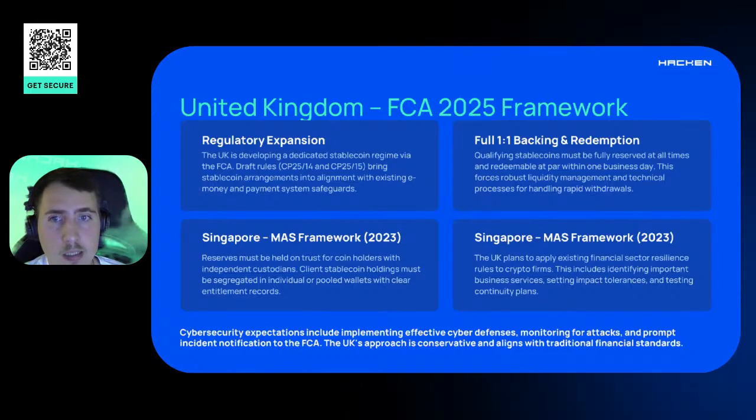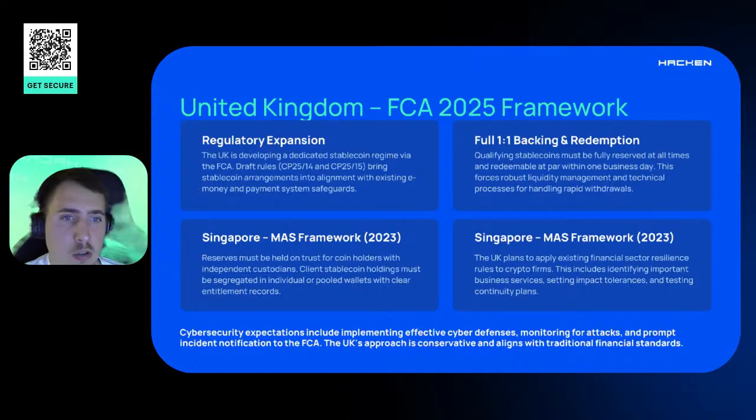Also, we added here the Singapore MAS framework. So one more time, it is about the reserves. They must be held in trust for coin holders with independent custodians. Sometimes it could be deeper and more independent because you need to use an approved third party for it. And the client stablecoin holdings must be segregated in individual or pooled wallets with clear entitlement records, where actually I think there could be a point to add custody requirements there also.